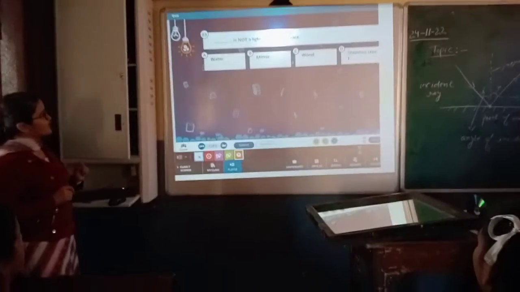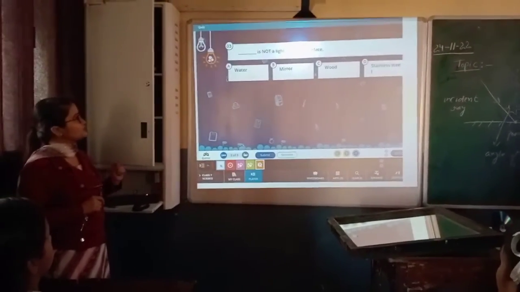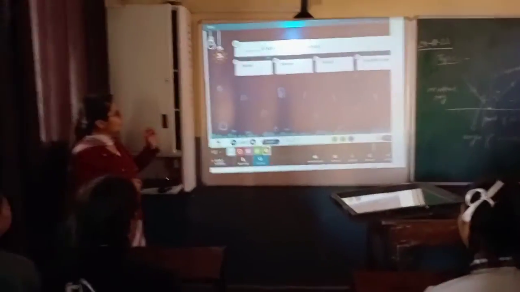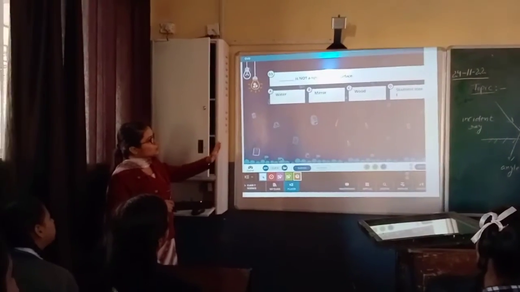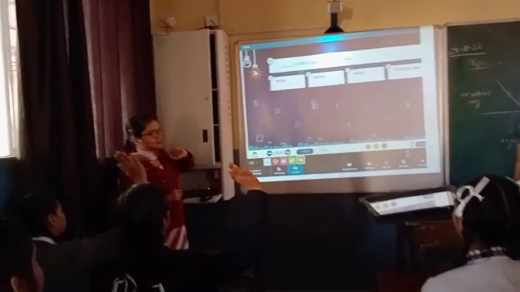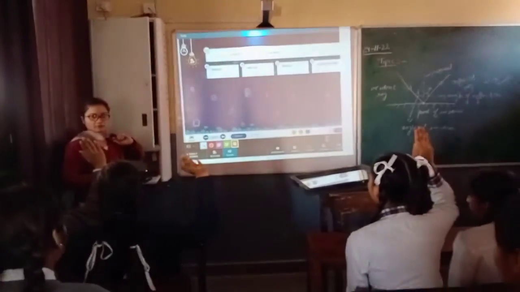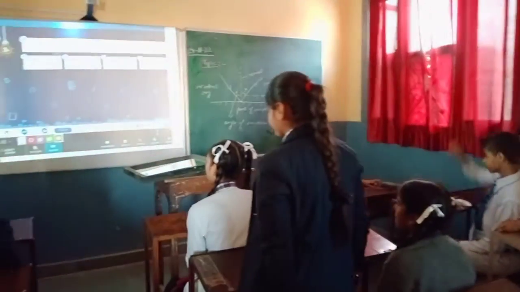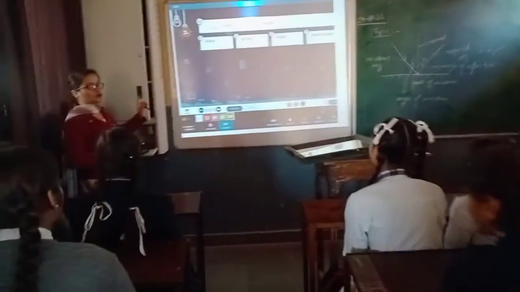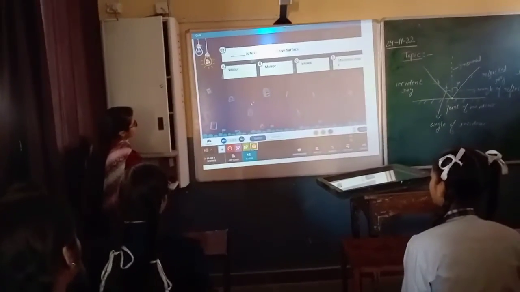Next one is, dash is not a light reflective surface. Water, mirror, wood or stainless steel. Second is wood. Wood will not reflect light from its surface.